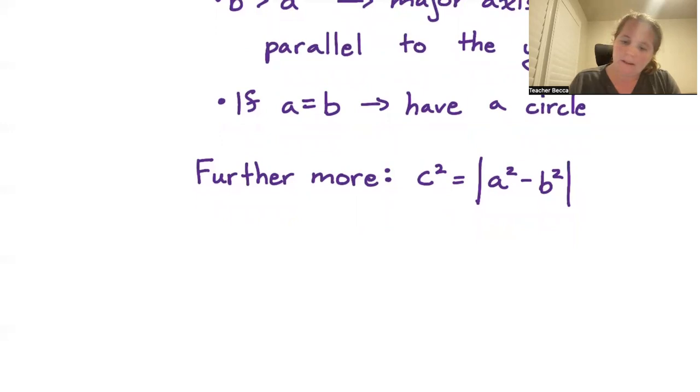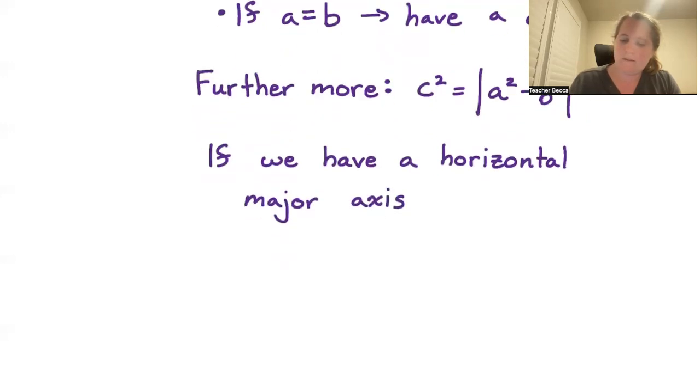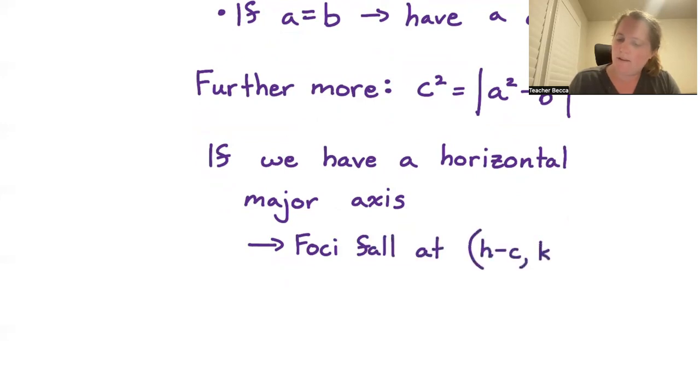And so we wind up getting our foci falling out, depending on, so if we have a horizontal major axis, then the foci fall at h minus c, okay, and h plus c, okay.